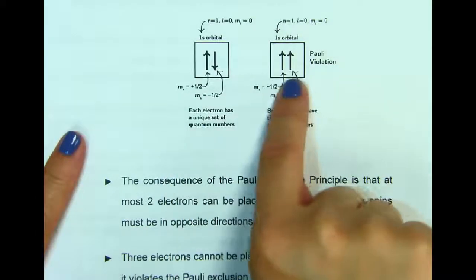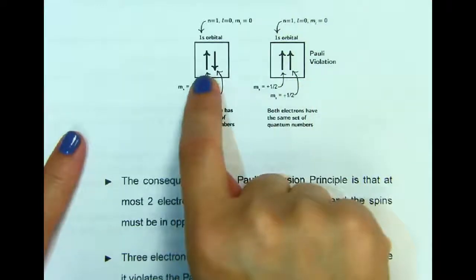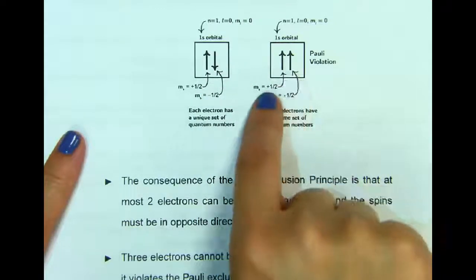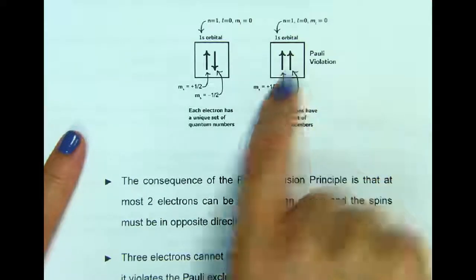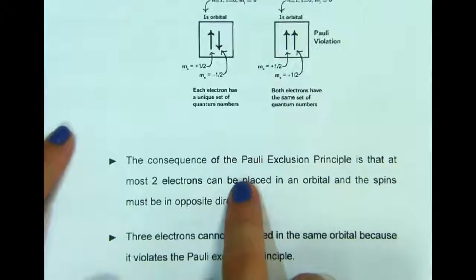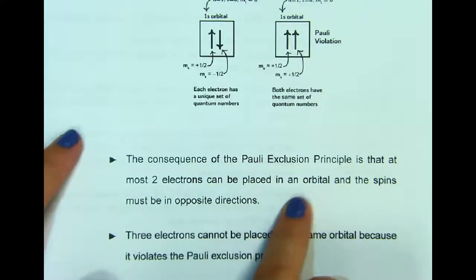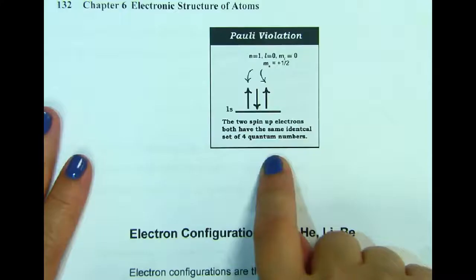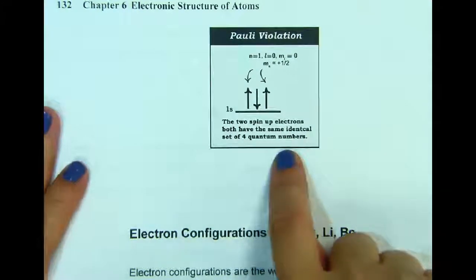Note the diagram here where you can quickly see the violation of the Pauli exclusion principle, because here we have an up 1/2 and a minus 1/2 spin, but here both of them have a positive 1/2 spin, which would give both of these electrons identical quantum numbers, which is impossible. The consequence of the Pauli exclusion principle is that at most 2 electrons can be placed in an orbital and the spins must be in opposite directions. 3 electrons cannot be placed in the same orbital because it violates the Pauli exclusion principle. The 2 spin-up electrons both have the same identical set of 4 quantum numbers.